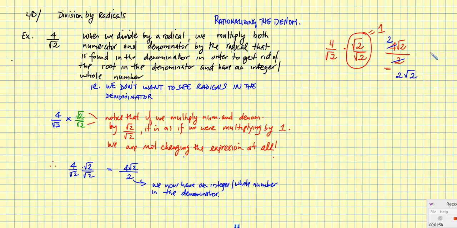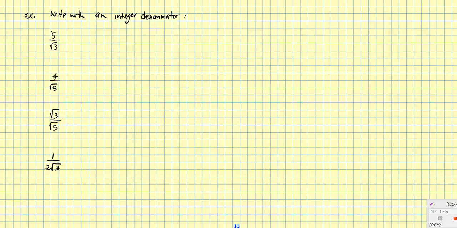Or, if you want, you could leave it as 4 root 2 over 2, as I left it down here, but the simplified form would be 2 root 2, where my whole number answer, or my integer answer, in this case would be 1 in the bottom, or 2 if I don't simplify it. Alright, so let's move on to a couple of other examples.